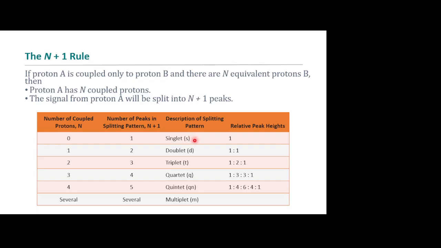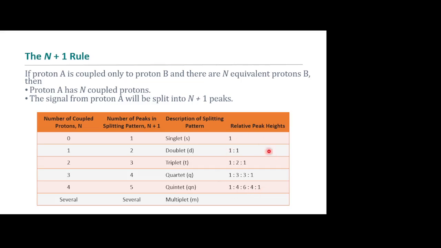So they would put singlet S, doublet D, triplet T, quartet Q, and then quintet is QN. And then after that, they put multiplet, and they don't really specify. They may put a number to specify if they can figure it out. But sometimes it gets so much that it overwhelms the resolution of the instrument. Or it gets so complex that it's just not worth really talking about, because it doesn't really provide you that much information then.